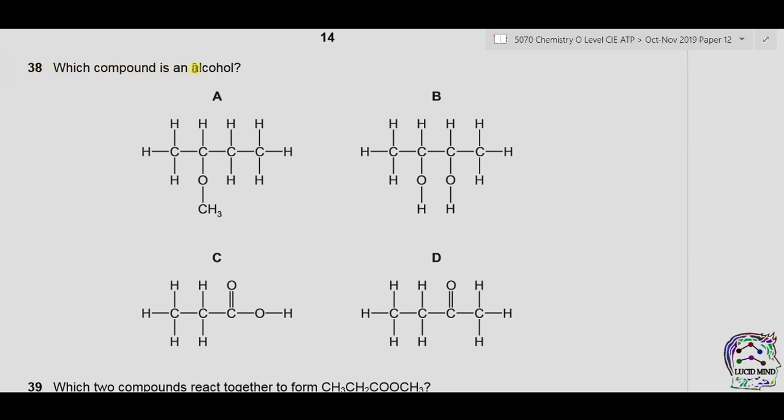Question 38. Which compound is an alcohol? Now we know that alcohol is a compound in which the OH functional group is present. In A we can see that we have oxygen making a bridge between two carbon atoms, so it is not alcohol, it is ester. In B we can see that OH is present with this carbon, and again another OH is present with this carbon atom, so B is an alcohol. In C we can see that C double bond OH is present, which is the carboxylic acid functional group. In D we have a carbonyl carbon present, it is a ketone. So the only alcohol is present in B, therefore B is the answer.